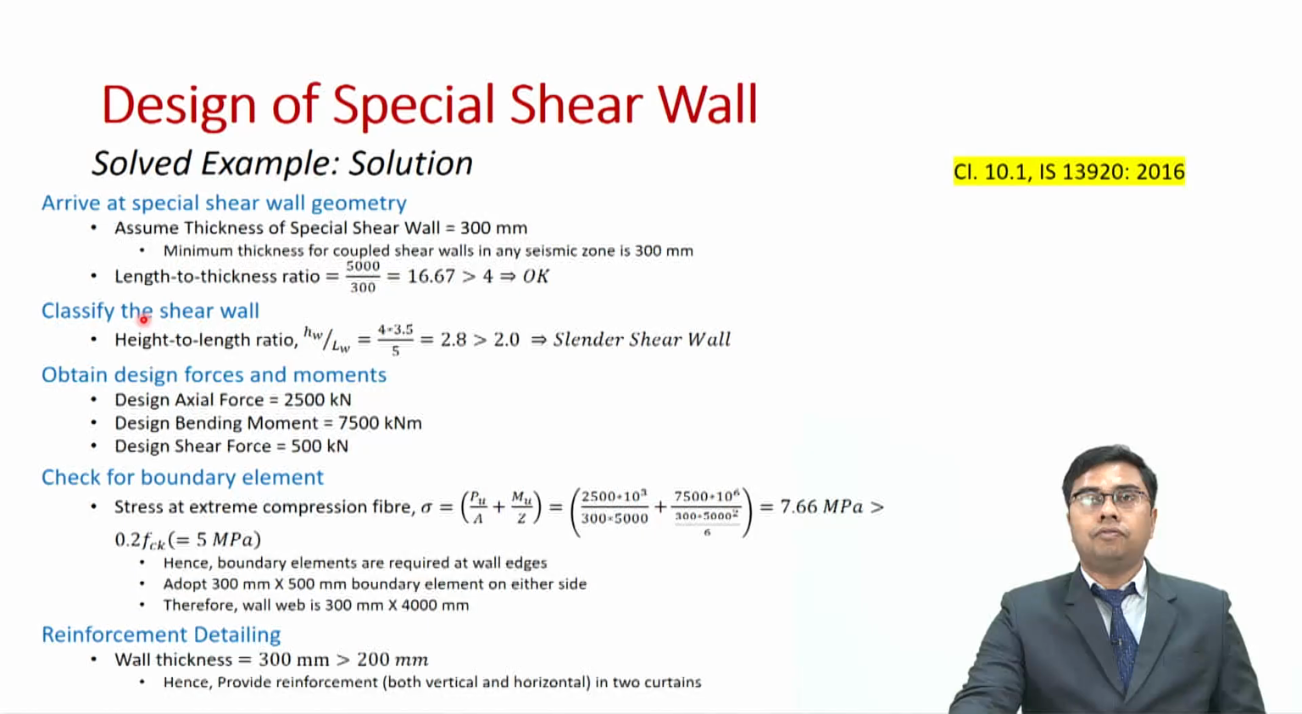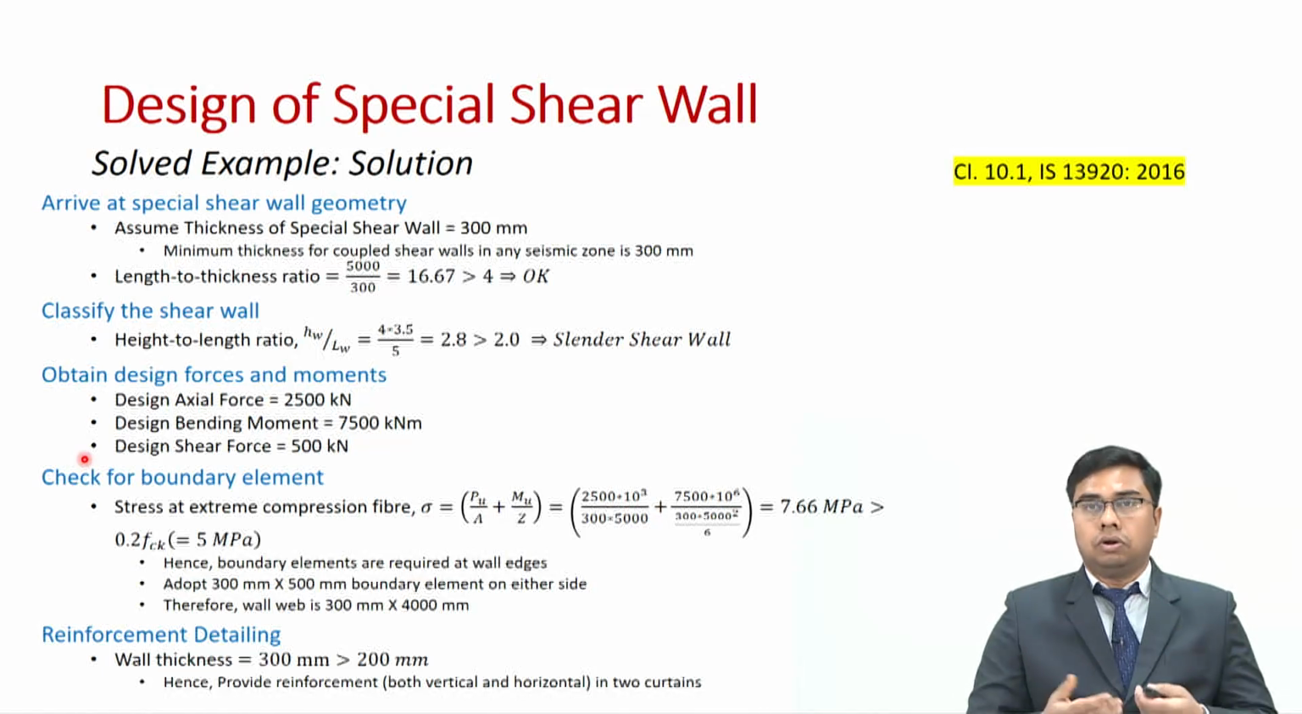Now, we will classify the shear wall based on the height to length ratio. In this case, the height is 14 meters and the length is 5 meters. So, the height to length ratio is 2.8 and it exceeds 2. That is why we classify it as a slender shear wall. We are aware of the design forces and moments, which we have also given in the problem statement. Now, we will find out whether we need boundary elements or not.